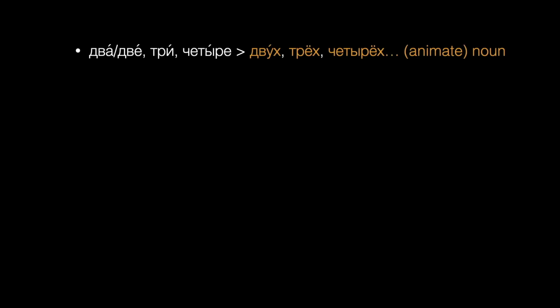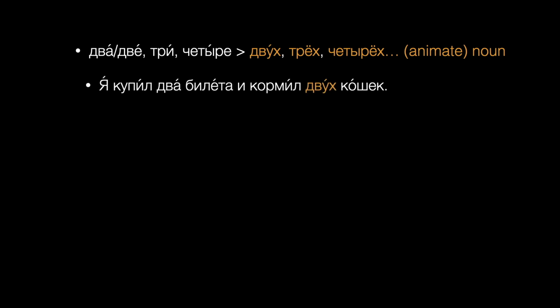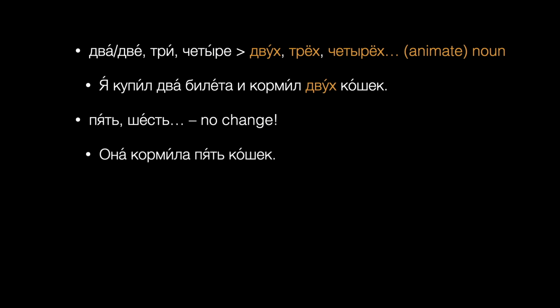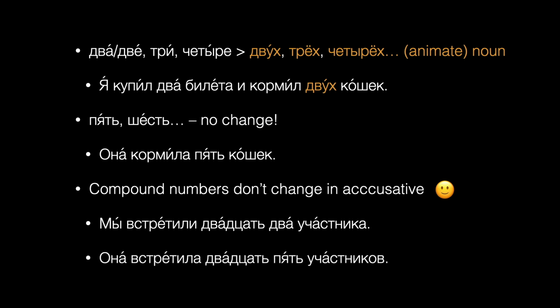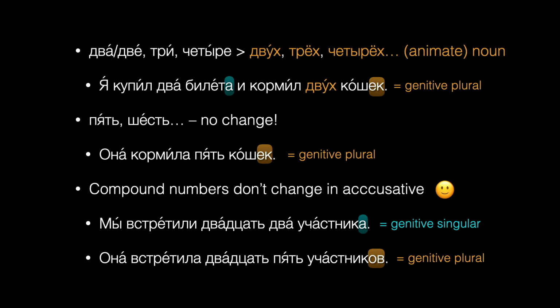Summing up. In the accusative case, два and две, три, четыре become двух, трех, and четырех when used with animate nouns. Я купил 2 билета и кормил 2 кошек. Numbers ending in a soft sign don't change in the accusative. Она кормила 5 кошек. Compound numbers don't change in the accusative either, even when they end in 2, 2, 3, or 4. Мы встретили 22 участника. Она встретила 25 участников. But as always, remember to use forms that look like the genitive singular after the forms 2, 2, 3, 4, and genitive plural after двух, трех, четырех, and after numbers that end in a soft sign.